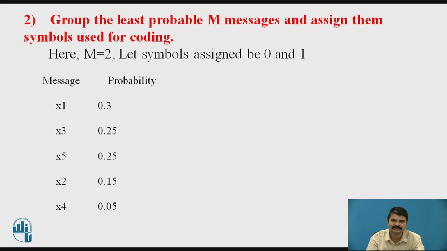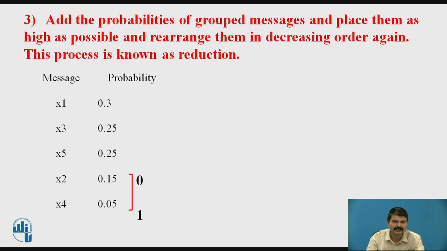Then according to the next step, we have to make the group of 2 so that I can assign it. So what we have to do, here we have to consider the last 2 bits 0.15 and 0.05, and to them we have to assign the number. Means for the 0.15 we are going to assign the symbol 0, and for 0.05 we are going to assign the symbol 1. Again rearrange them into a decreasing order, and remember this process is known as a reduction. So by adding 0.15 and 0.05 we will get the 0.2. Again you can see after the first reduction you need to arrange it into the decreasing order. You can see here 0.3, 0.25, 0.25 and 0.2.